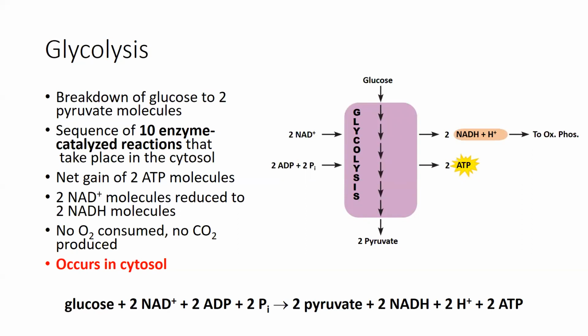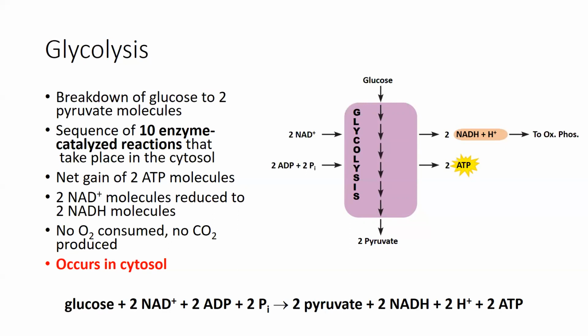Pyruvate is the end result of glycolysis, and we actually yield 2 pyruvate for every glucose molecule that we break down. We also yield a couple of other things that are very important in this metabolic process. We yield 2 ATP, not a lot, right? We yield 2 ATP net, and I'll talk about why that's net in a little bit. And we also yield NADH+. So we reduce 2 molecules of NAD to NADH+.